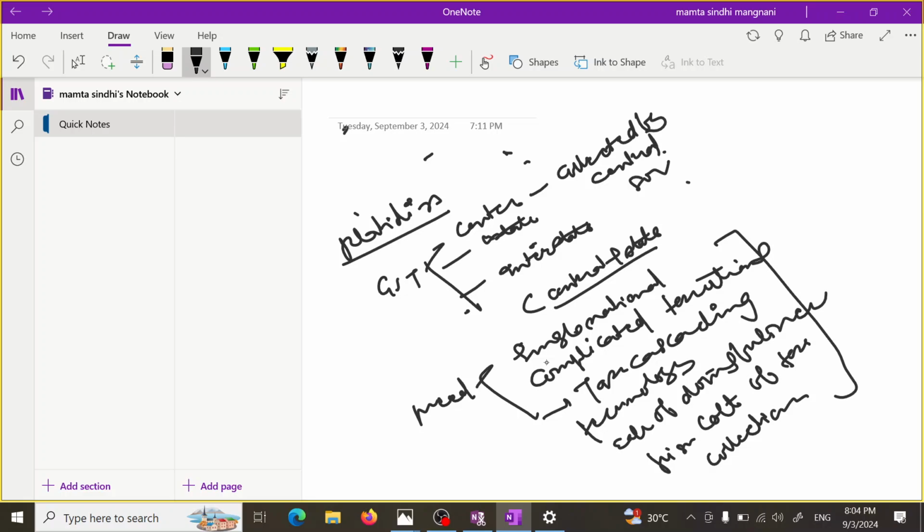GST Network is a non-profit organization, a kind of NGO, and it is the IT backbone system. It is governed as a company with 100% shareholding held by the government, of which 50% is with the Union government and 50% with the state governments plus UTs. Okay, that is the system of GST.